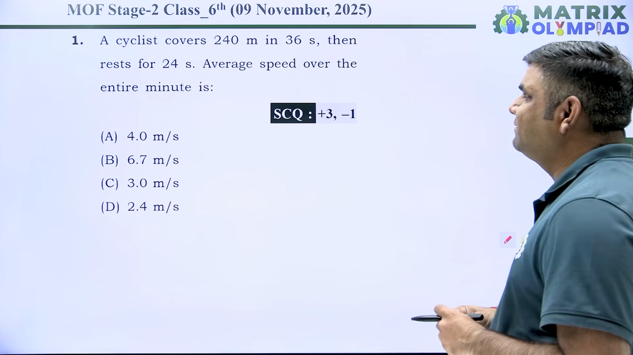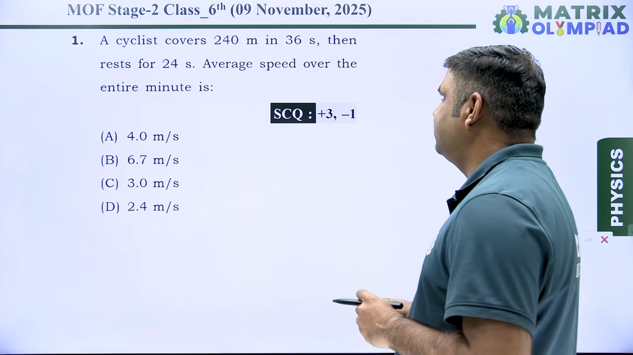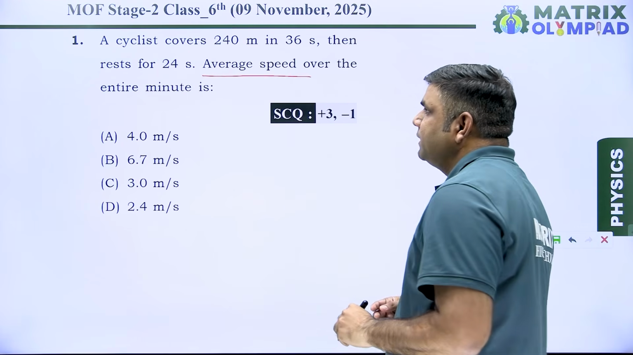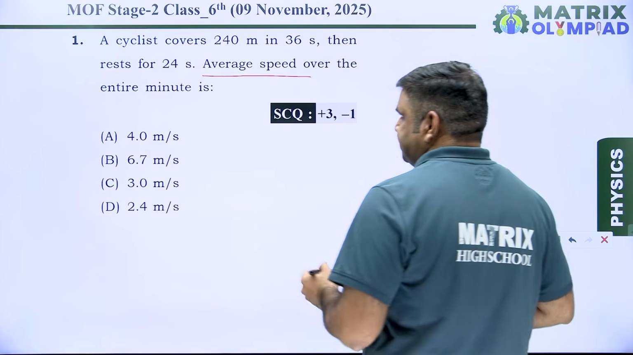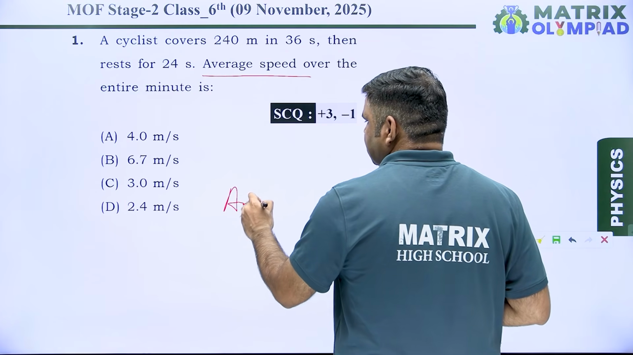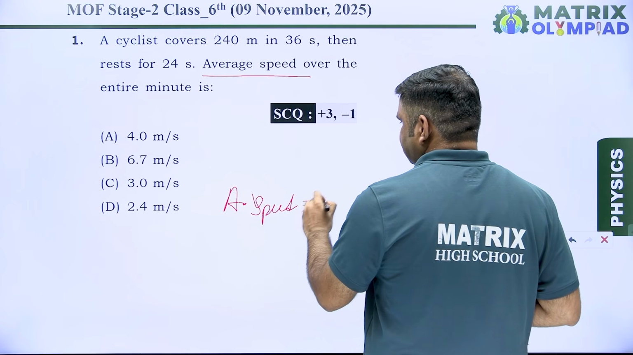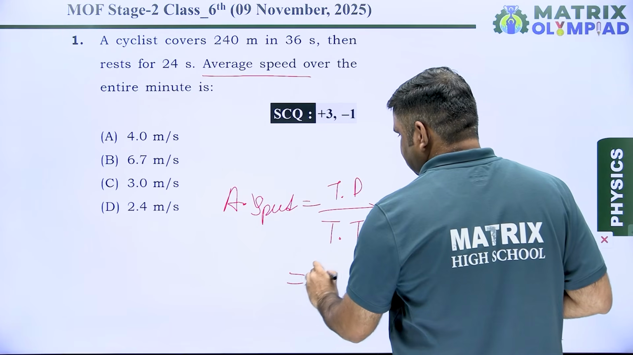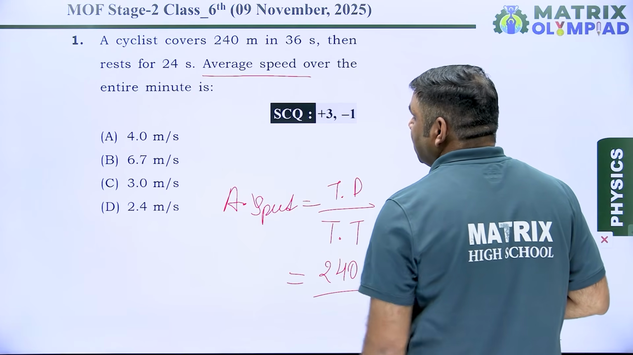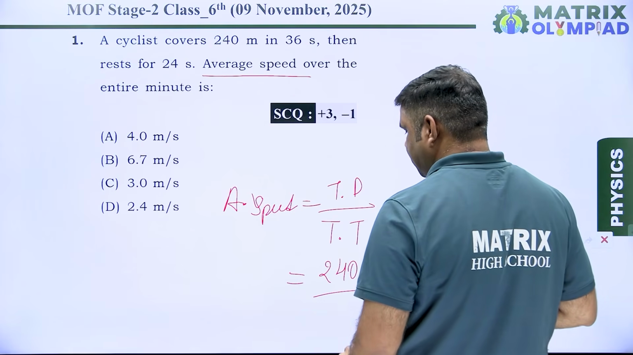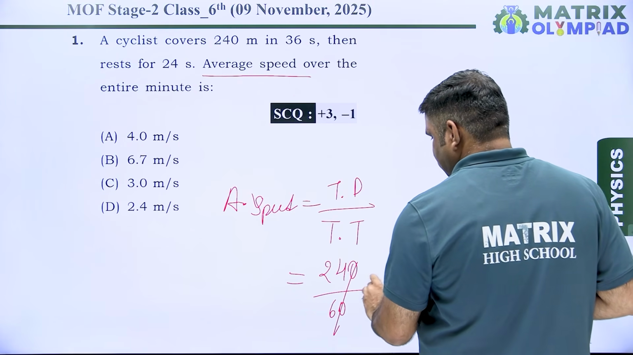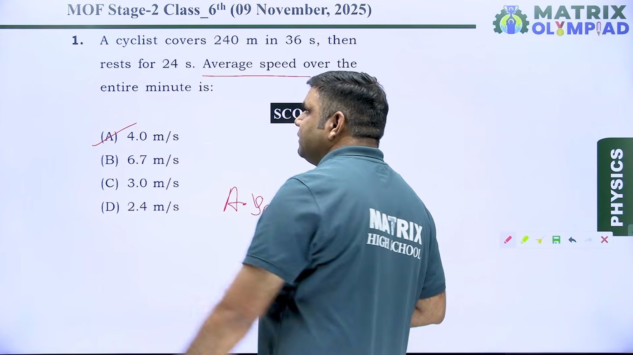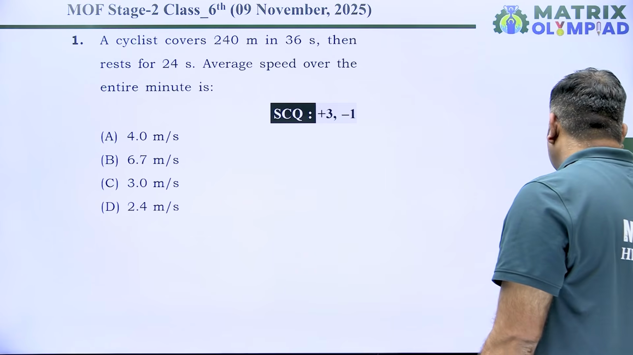In question number 1, a cyclist covers 240 meters in 36 seconds, then rests for 24 seconds. We have to find the average speed over the entire minute. So we know that the average speed is total distance traveled divided by total time. Total distance is 240 and total time is 36 plus 24, which is 60 seconds. So our correct answer will be 4 meters per second. So option A is correct for question number 1. Let's move to the next question.